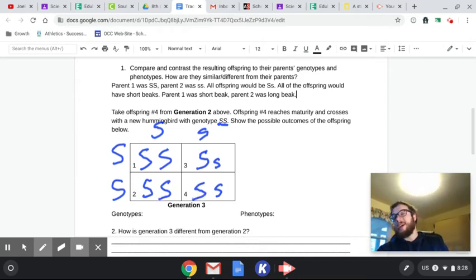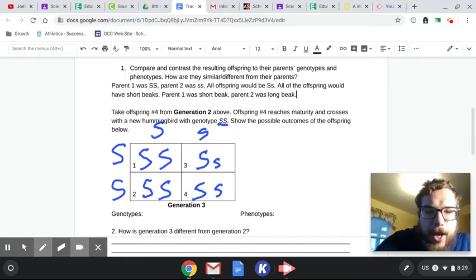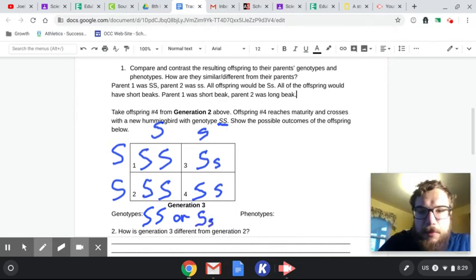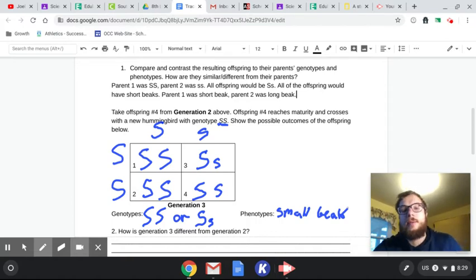Now you're going to notice right away, we've got a little bit more diversity when it comes to beak size traits. Phenotype wise, it looks like we're going to be pretty disappointed again. There's no diversity, but let's get our genotype. So I could be big S, big S, or I could be big S, small s. So we can have two different genotypes in this third generation. And then phenotype wise, we're going to have all small beak. 100% of them are all going to be small beak.